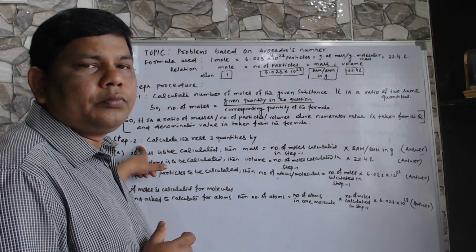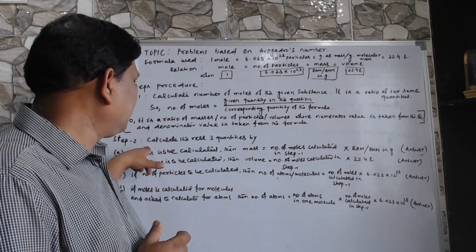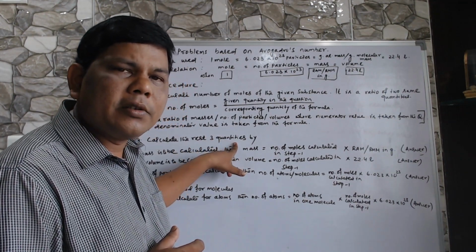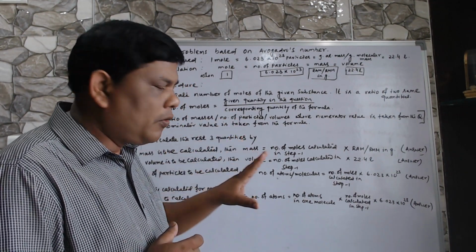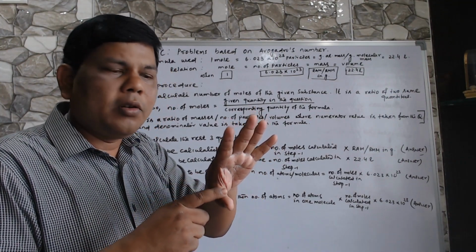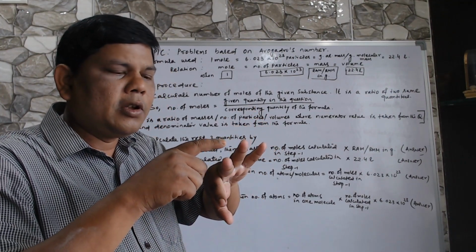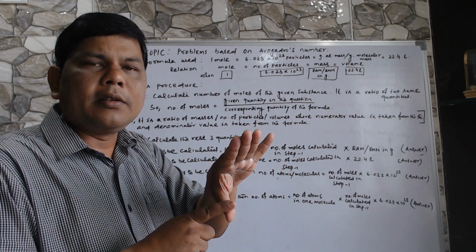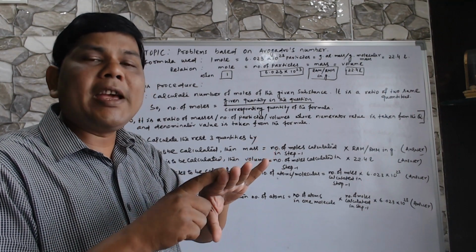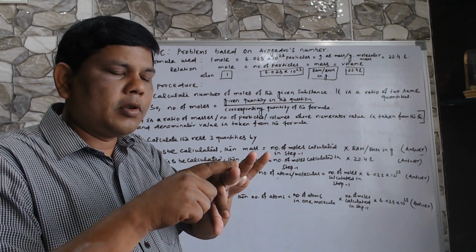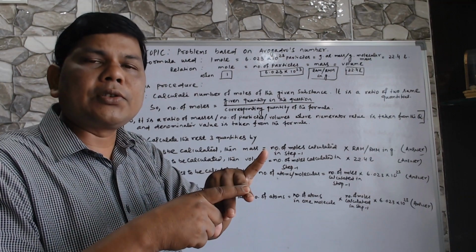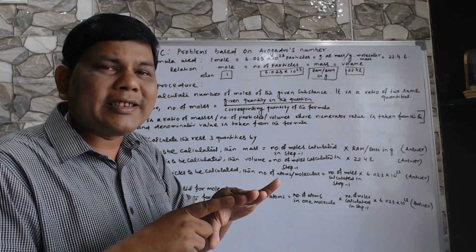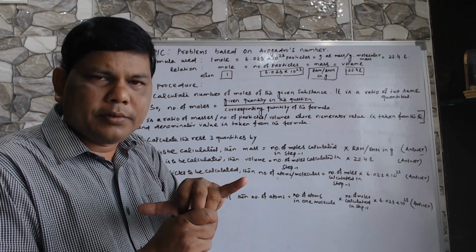Step 2. So step 1 is over, coming to step 2. Calculate the rest 3 quantities. How is it 3 quantities? Because there are 4 factors: mole, number of particles, mass and volume. Number of moles was calculated in step 1, so 3 are left: volume, number of particles and mass. So how to calculate these 3? One must be used in step 1, the other 2 will be left.